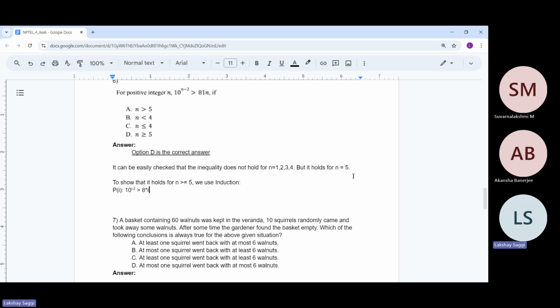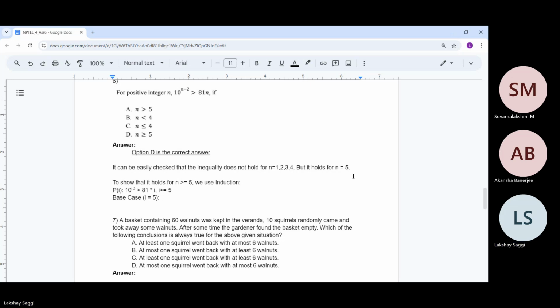So this will be our inductive claim, this multiplication. And this should hold true for i greater than or equal to 5. Right? And what do we do whenever we use induction? So first of all, we do the base case. So the base case will be i equals 5 is our base case.